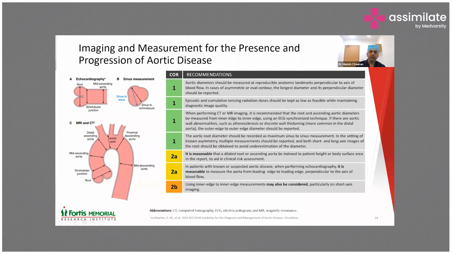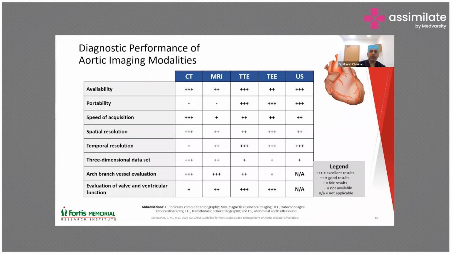When we are using CT or MRI imaging, I'll just be giving a brief overview. We measure inner to inner, unless there is atherosclerosis. So we are measuring from the inner lining to the opposing inner lining, whether it's the root, the sinotubular region, mid ascending, distal ascending, aortic arch, proximal descending, or mid descending aorta. So these are the various ways the guidelines recommend measurement using any of these modalities.